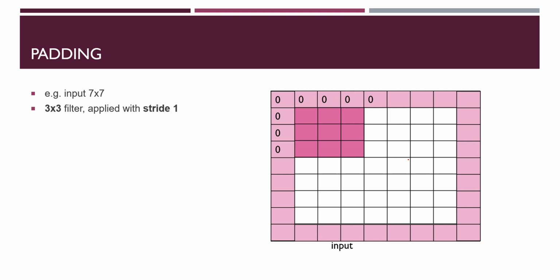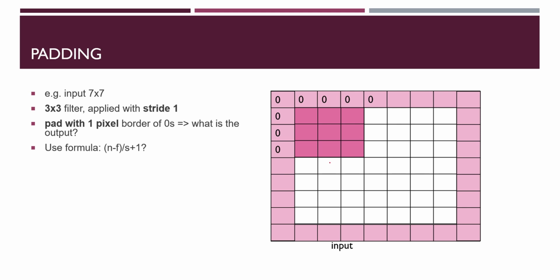Now on this padded image, if we apply the convolution operation with a stride of 1, the same example, the input image initially was 7 by 7, but now it has padding applied to it. So what is the size of the output? What is the dimension of the output?